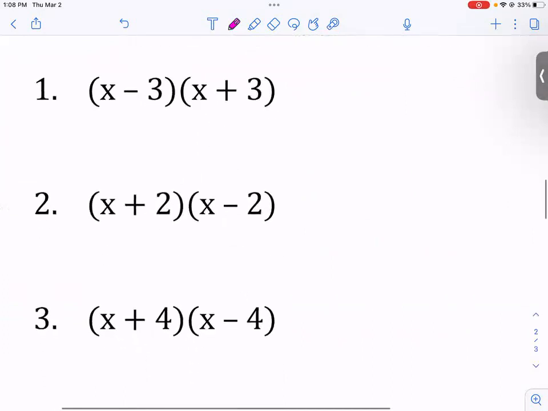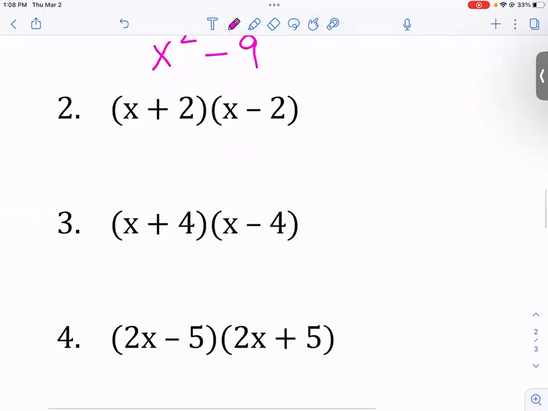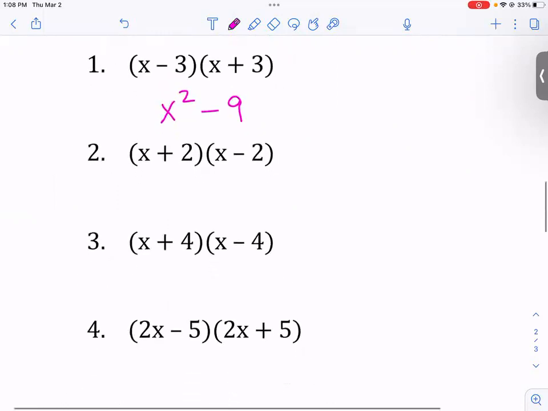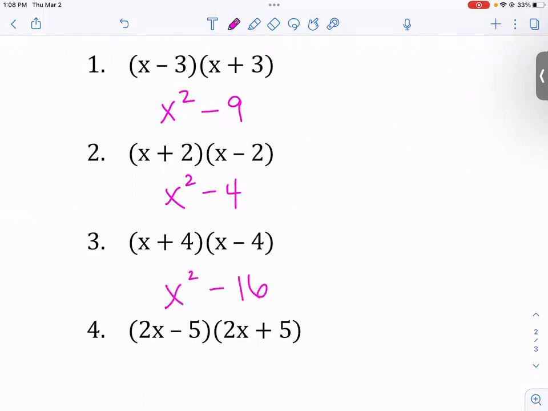Thank you, Amy. All right, Gavin, on the back side, what is the product for the first one? Interesting. Amelia, the second one. Abby, the third one. X squared minus 16. Preston, the fourth one.